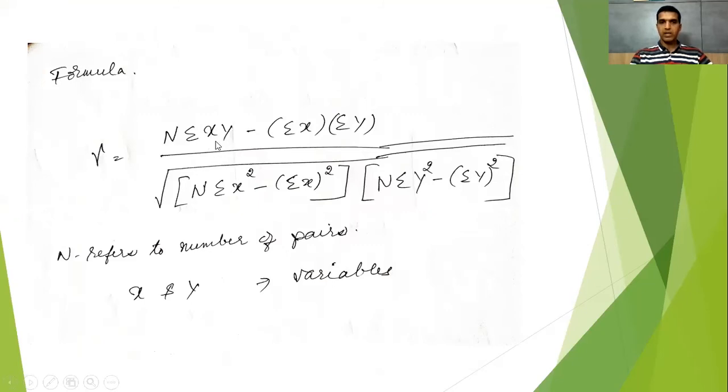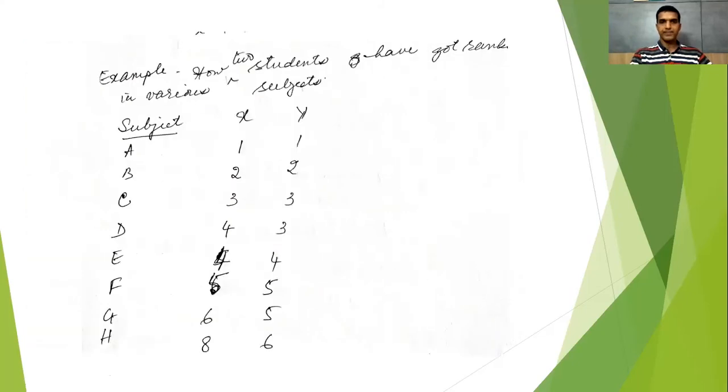Now x and y are nothing but two variables, the first variable and the second variable. So everywhere you have x and y. Of course, variants are there, but it is basically the two variables. N refers to the number of pairs. The total number of pairs that you have, that's the value of n. So that part you must understand.